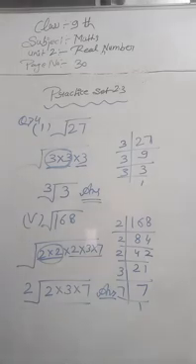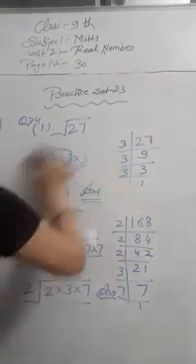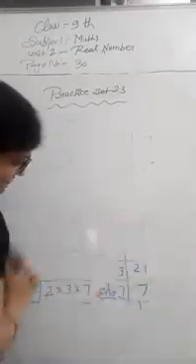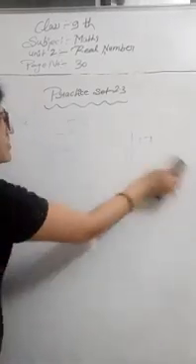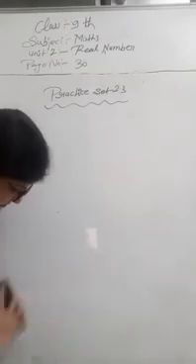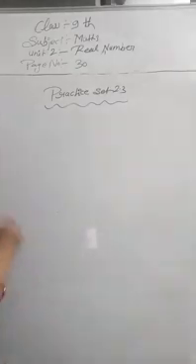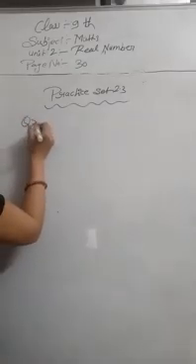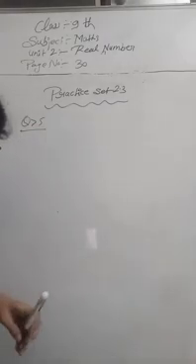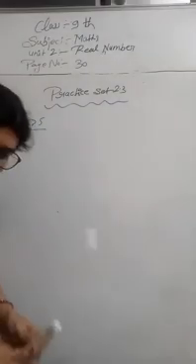Okay, now we will do our question number 5. You can write these questions in your notebook. Question number 5 is compare the following pair of surds. Here we have to compare the following pair of surds. First one we will do.